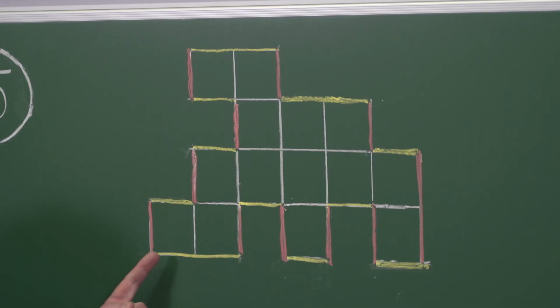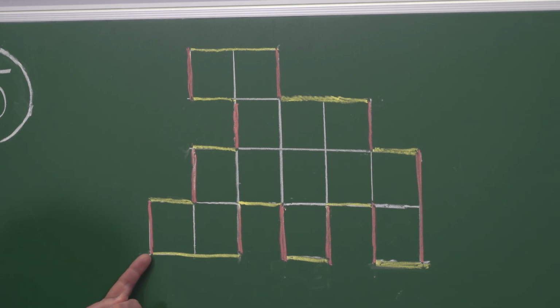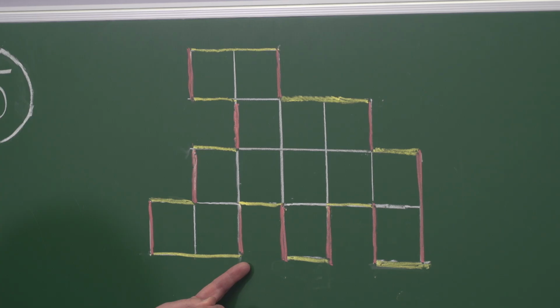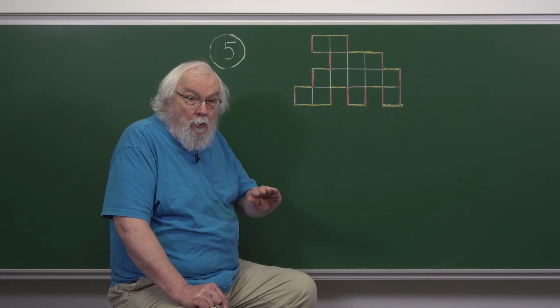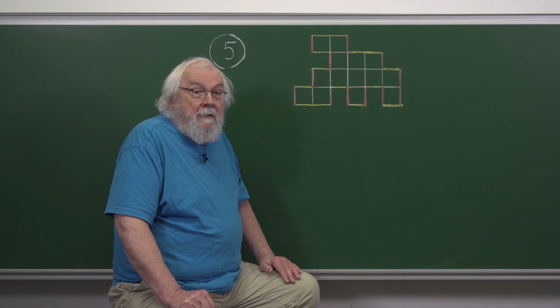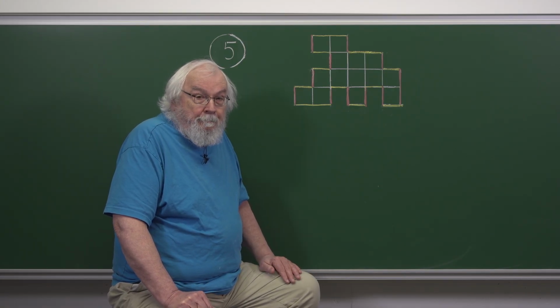So going from here to here is a side of a unit cell, but it's not a side of the polygon. The side of the polygon that arises there goes all the way across here. And I'm not going to be talking about sides of the unit cells at all. I'm only going to be talking about sides of the polygon.